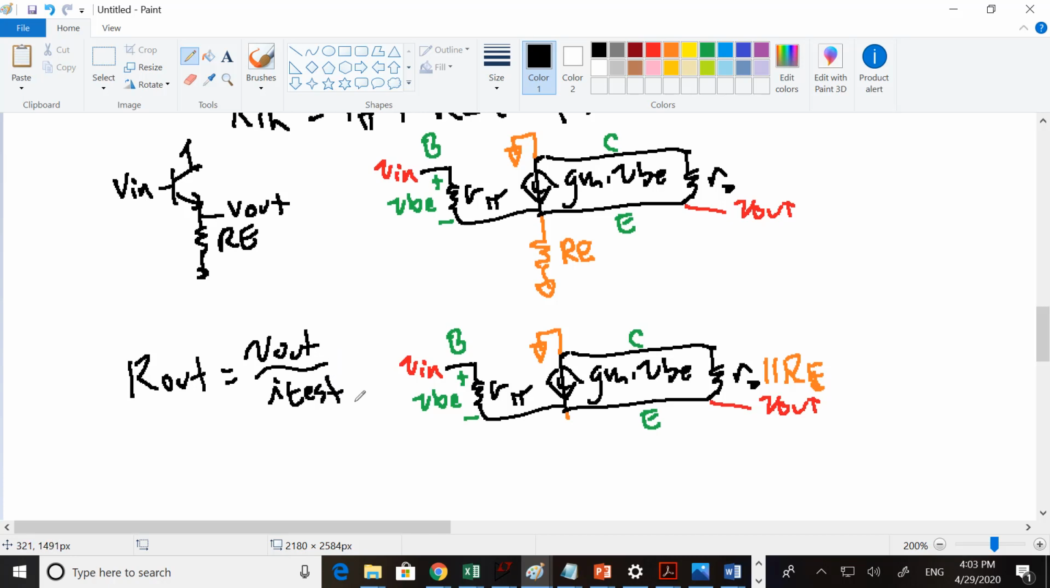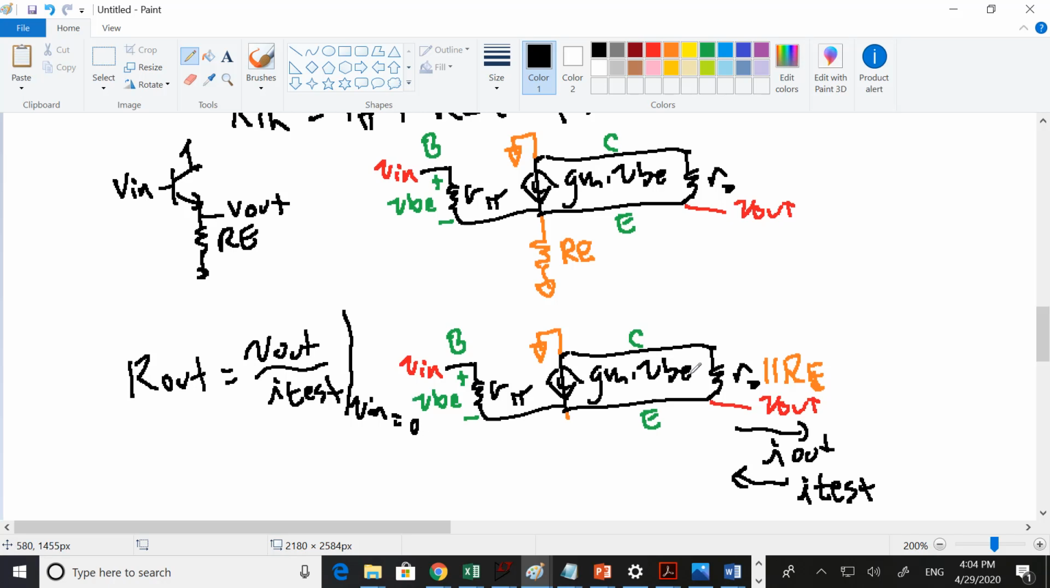So I out is current out of your circuit, but since you're trying to find the resistance, usually you put current into the resistor to see what resistance it sees. So I test is actually negative I out. And then you get to use a two-port simplification here, which is V in equals 0.